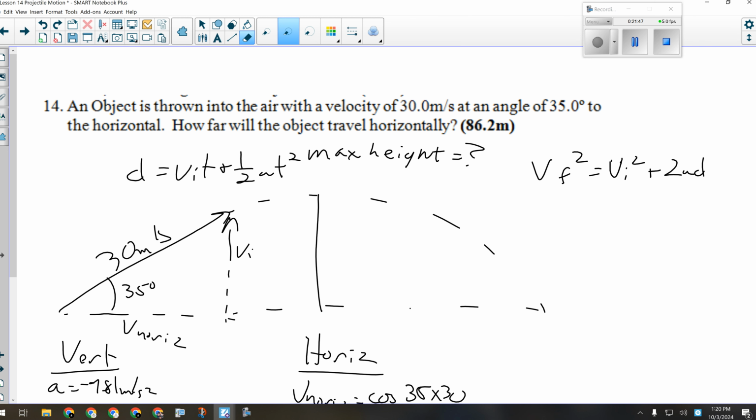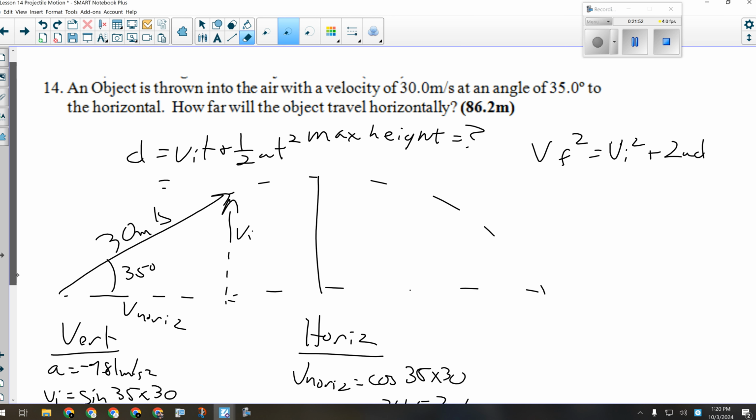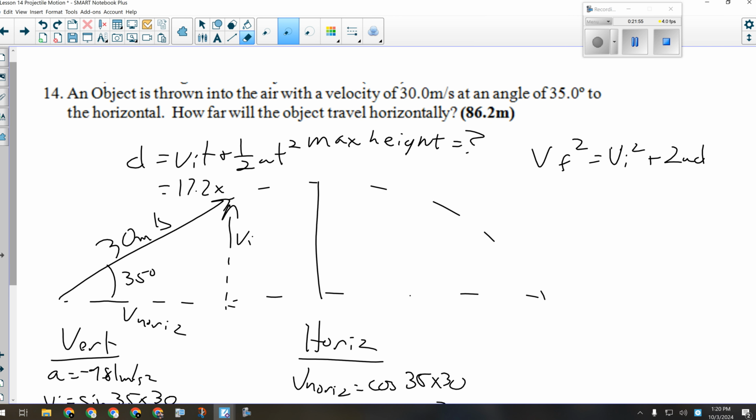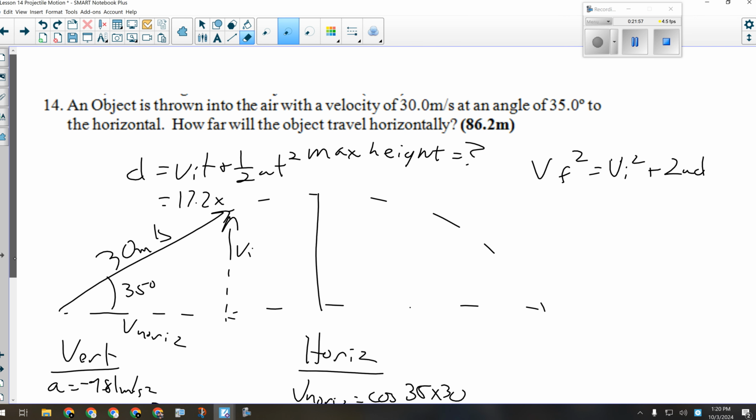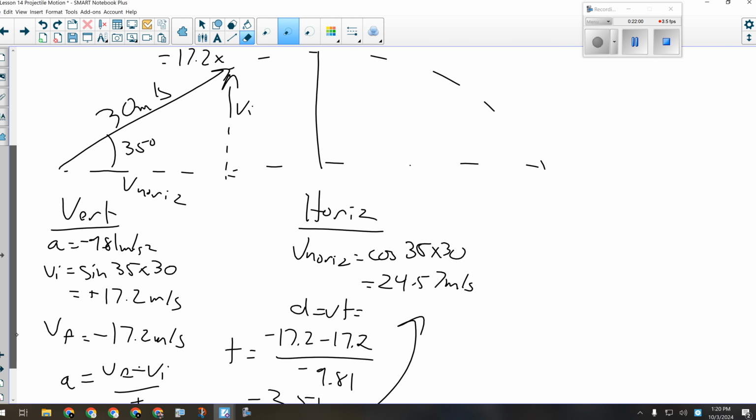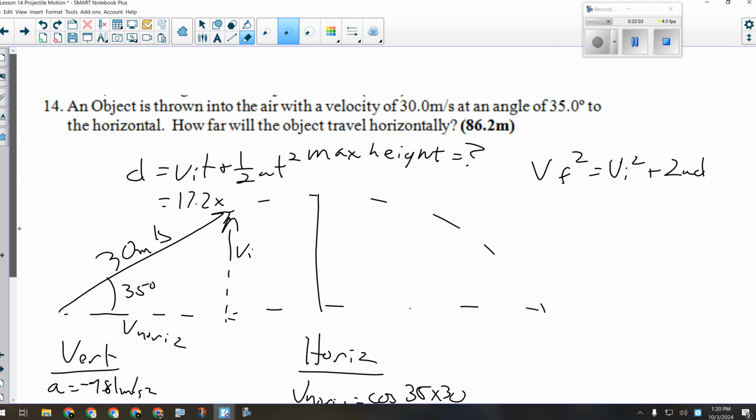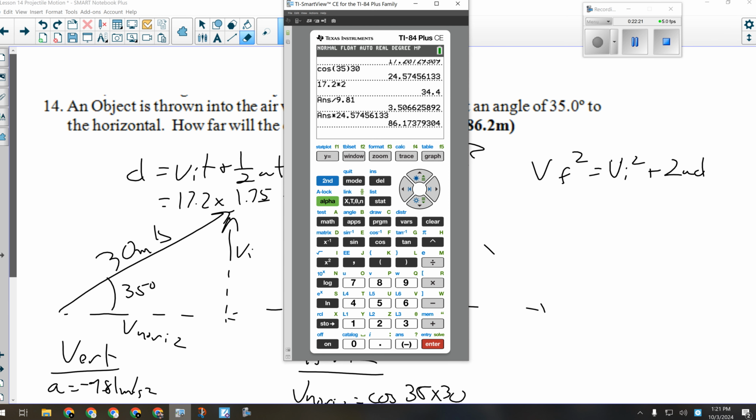Benefit of this one, you don't have to manipulate it, right? You just plug in your 17.2 times half the time. What do we get for the time there? We got 3.51 seconds, so 1.75 seconds approximately, plus 1/2 AT squared, so 1/2 times negative 9.81 times 1.75 squared, and we should get around the same number. So I'm just going to actually divide this number in half so I have it.